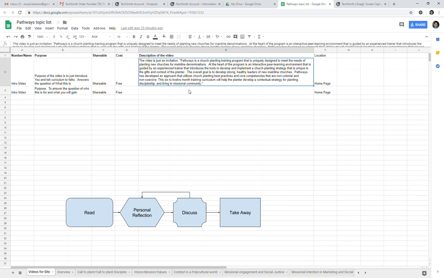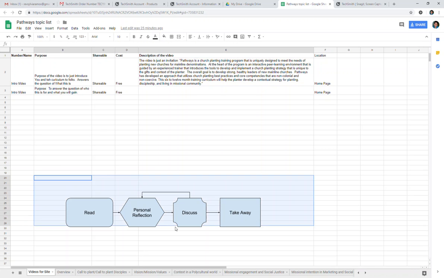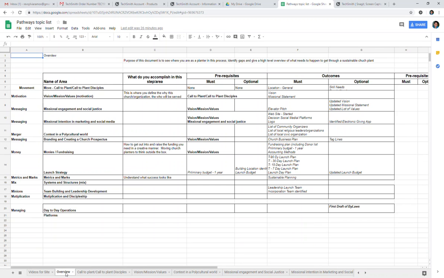The next thing you'll notice on the screen right here is that I've thought about each session, or each subcomponent of these lessons, having a read, personal reflection, discuss, and takeaway. What do I mean by that? I did the overview. We did the M&Ms in here. Let me know if I'm missing my mark.